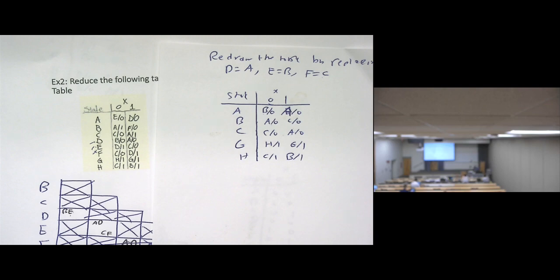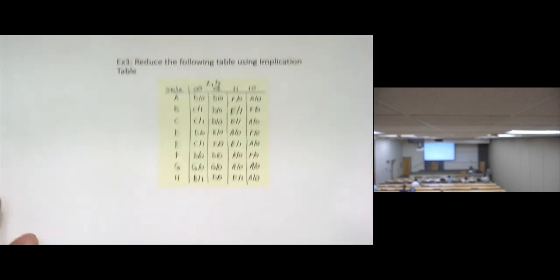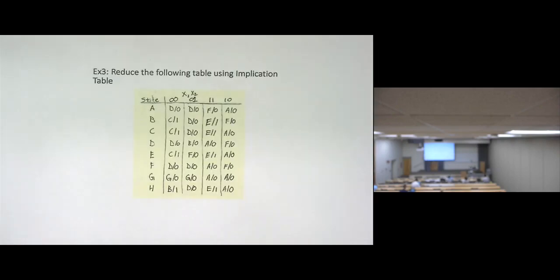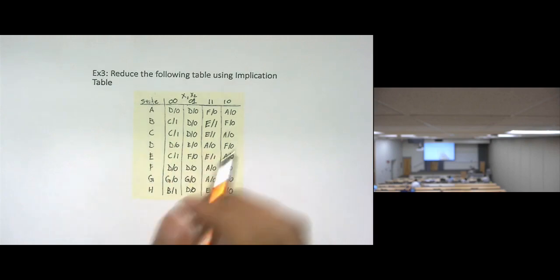But how about if we have multi-inputs? It will be more complicated. Still, before starting the third example, any questions? Okay. So we have this state diagram. Then we have 1, 2, 3, 4, 5, 6, 7, 8. 8 states.